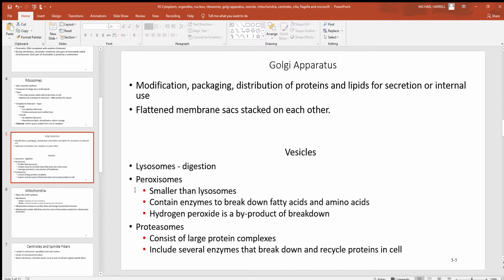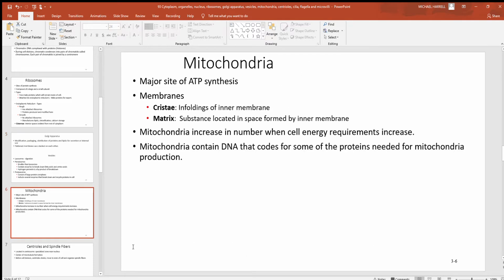There are peroxisomes. These are a little bit smaller type of vesicle, and they contain enzymes which will break down fatty acids and amino acids. Hydrogen peroxide is a byproduct of this. You cannot let any acid build up in the body; that will disrupt homeostasis quickly. There are also these proteasomes. Notice how these consist of large protein complexes. They include enzymes that break down and recycle proteins in the cell.